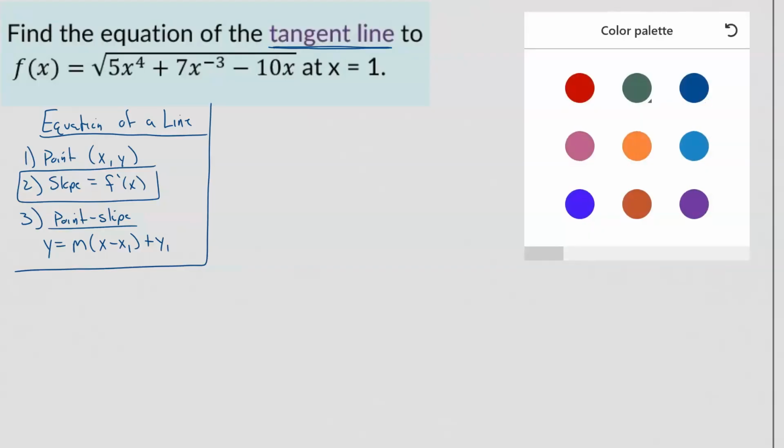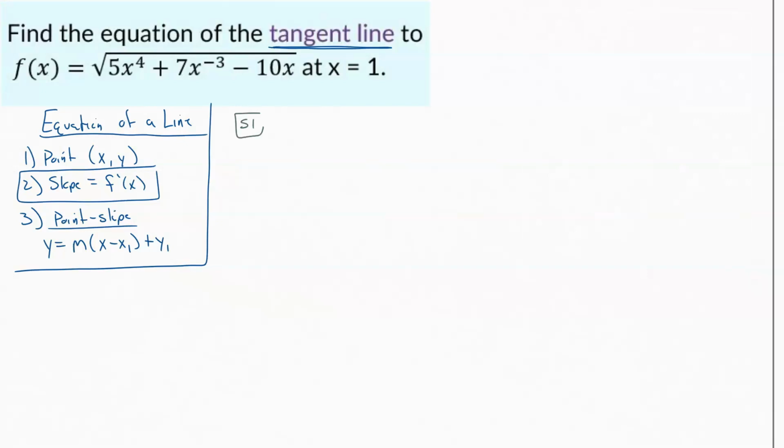Let's do it. Step one, we're going to go find the point off of the graph. So they tell us that we have an x value that's equal to 1. Well, to find the y value, we just need to plug that x value into the equation that we found. So our y value is going to be f of 1. We take 1 and we pop it into this equation. So everywhere we see an x, so 5, we put a 1 in parentheses to the fourth, plus 7 times 1 to the negative third, minus 10 times 1.